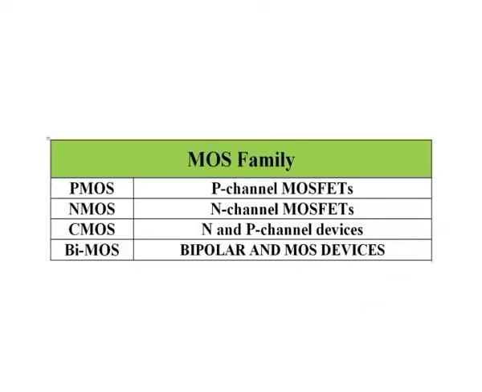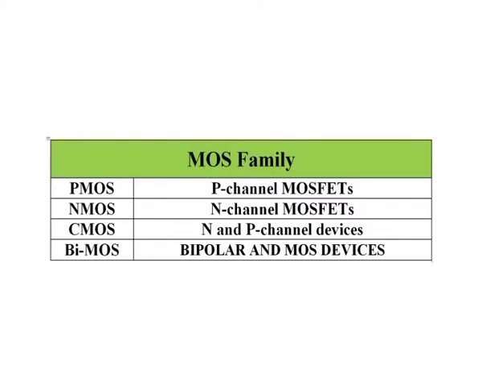The logic families that use MOS devices as their basis are known as MOS families, and the prominent members belonging to this category are the PMOS family using P channel MOSFETs, the NMOS family using N channel MOSFETs, and the CMOS family using both N and P channel devices. The BIMOS logic family uses both bipolar and MOS devices.